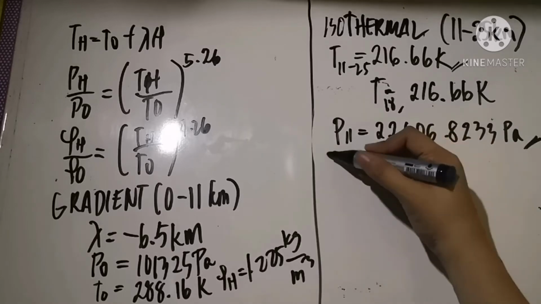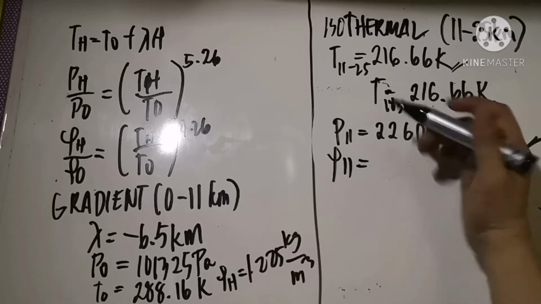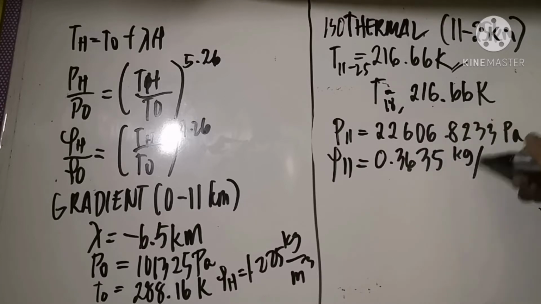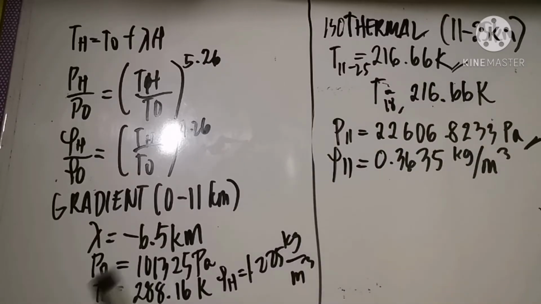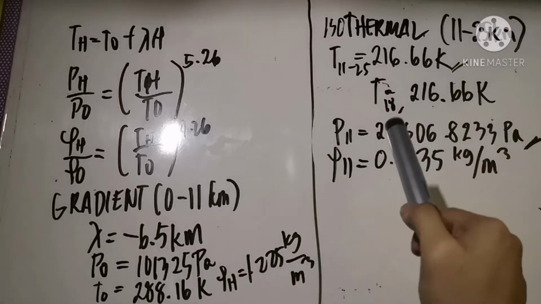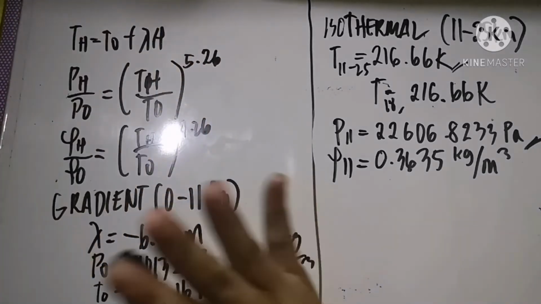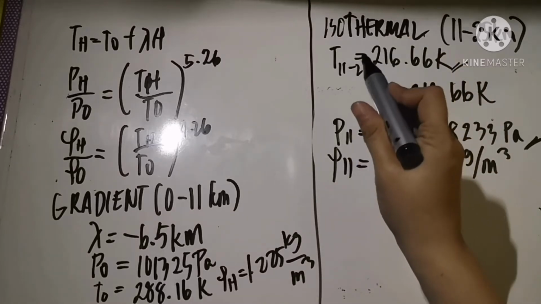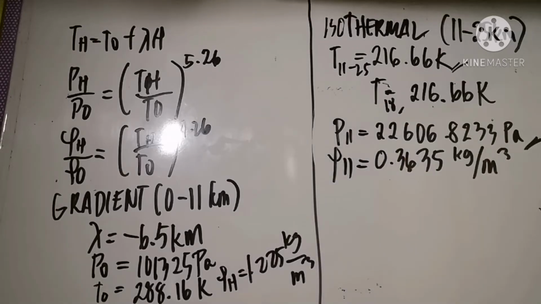Next ay yung density naman na nasolve rin natin kanina. Density at 11 kilometers is 0.3635 kilogram per meter cube. Again, this will be your initial values. Imbes na SSLC, this will be your initial values. And iba yung formula ng isothermal region. That will be, siyempre, constant na yung temperature. Wala na tayong formula for temperature. Dito sa pressure, may formula tayo.